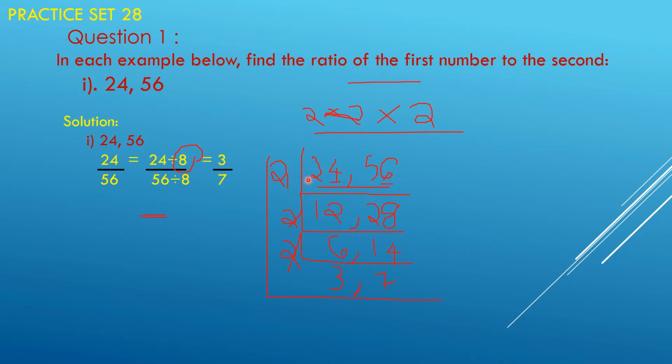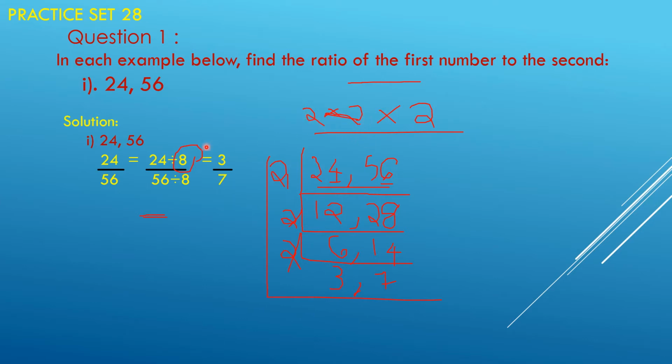And here 24 and 56. First you have to start with the division by 2. Then 12 twos are 24, 28 twos are 56. And here 6 twos are 12, 14 twos are 28, and 3 twos are 6, and 7 twos are 14. And next is 3 and 7. No common number divides both 3 and 7. Therefore, you have to stop the division. Therefore, the HCF of 24 and 56 is equal to 2 into 2 into 2, that is equal to 8.